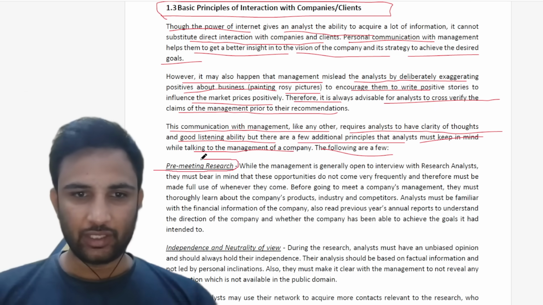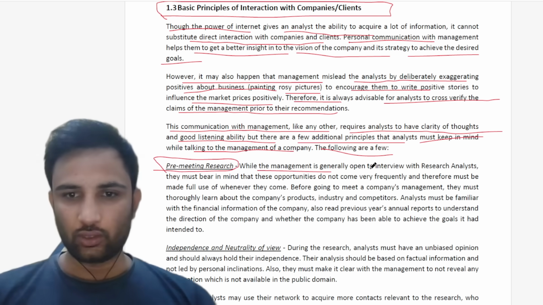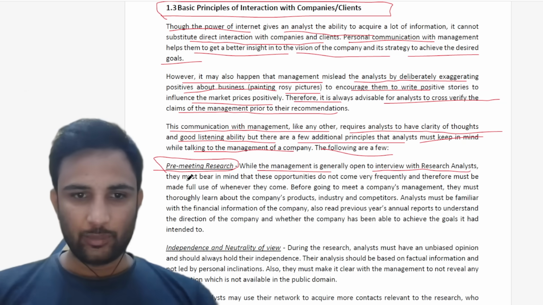First principle is pre-meeting research. While the management is generally open to interviews with research analysts, they must bear in mind that these opportunities do not come very frequently and therefore must be made full use of whenever they come.